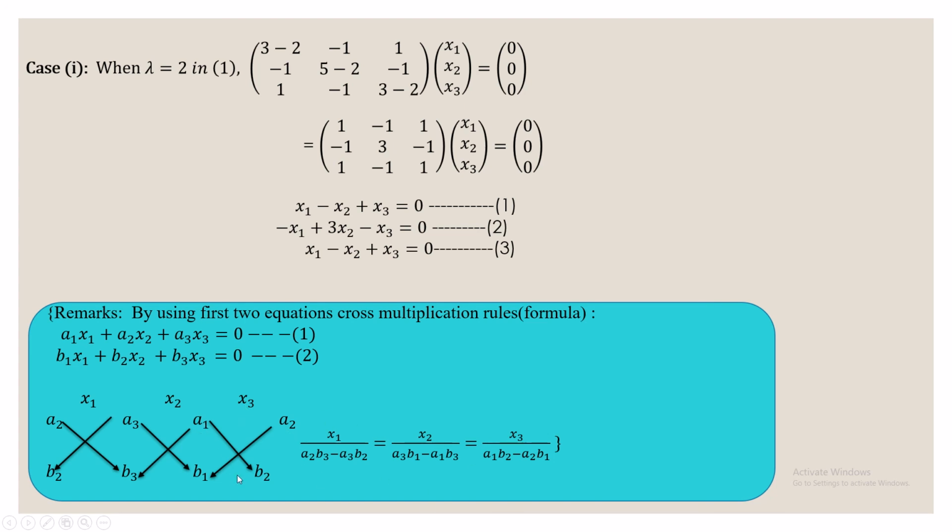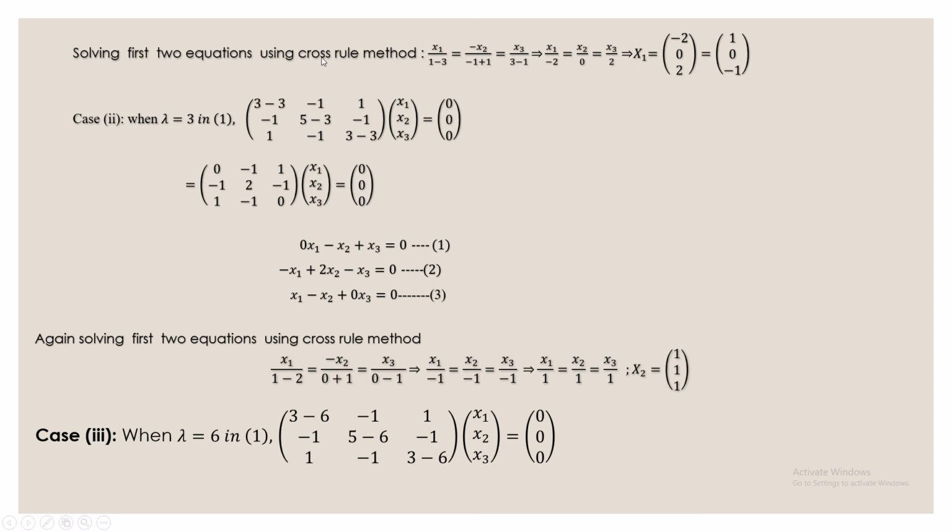Already you all know how to solve this by using the cross multiplication rule method and substituting into the equation. Now you have to choose your given equation. What is your given equation? Equations 1 and 2. Solve the first two equations using the cross rule method. How do you use the cross rule method?